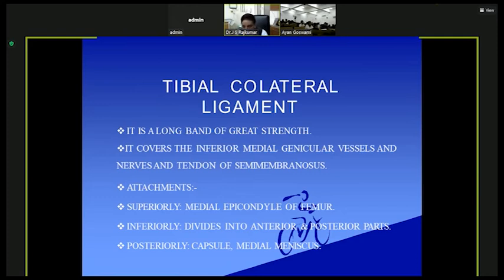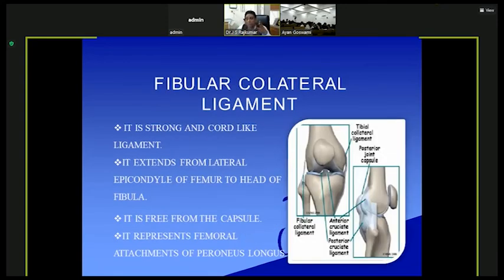So some of you may think, oh my gosh, why should I learn about what it covers? Well, my friends, if you're going to be a big orthopedic surgeon tomorrow, operating on the medial collateral ligament, you need to know which blood vessel or nerve you could possibly hit. That's why it's important for you to know the relationships of the vessels and the nerves that run close to the collateral ligaments, or to any ligament. When you cut a ligament, you should know what you might cut.